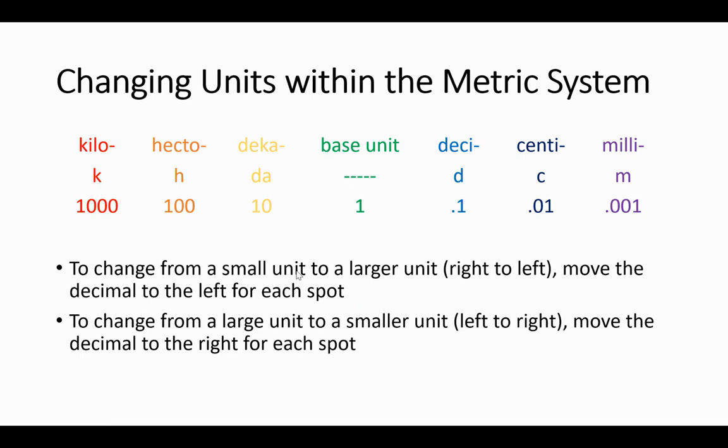When we talk about changing units within the metric system, we change either to larger or smaller. If we have our base unit in the middle, we're going to either move to the left or to the right as far as our decimal movement. So to change from a small unit to a larger unit, from right to left, we're going to move the decimal to the left for each spot. Change from a large unit to a smaller unit, left to right, move the decimal to the right for each spot. So it's going to keep moving to the right.